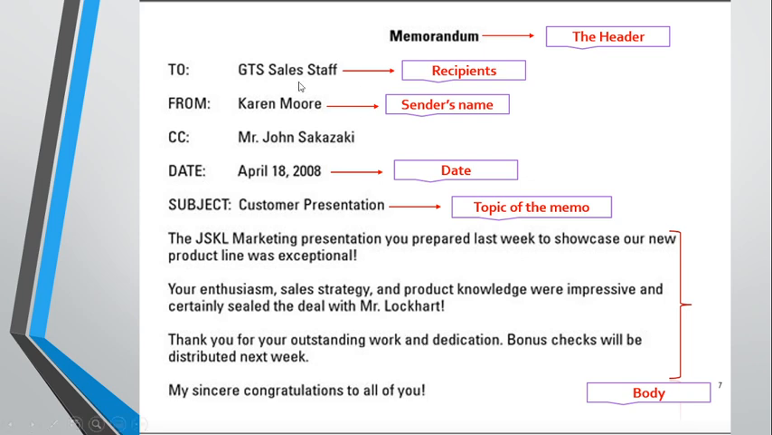Here you can see the structure of a memorandum. The first thing is the header. That means you have to write on the top, memorandum. And to whom? So here the GTS sales staff, those are the recipients. And from whom? That is the name of the sender. Then if you want to CC someone, you can add that also. And then the date. Next is the subject, that means the topic of the memo. And the rest of this part is the body of the memo. So let's discuss in detail each part of the memorandum.